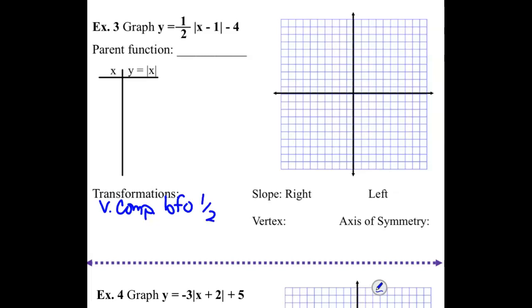Now, the effect that's going to have on my V is it's going to squash it down. So if this is my original picture, a 1/2 is going to look more like this. Okay? It's not going to be as steep. Because if we're compressing by a 1/2, that means the new slope on the right side is only going to be a 1/2 instead of a 1. And the slope on the left side is going to be a -1/2.